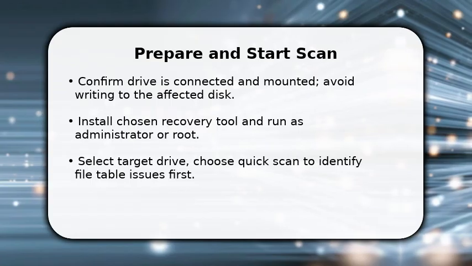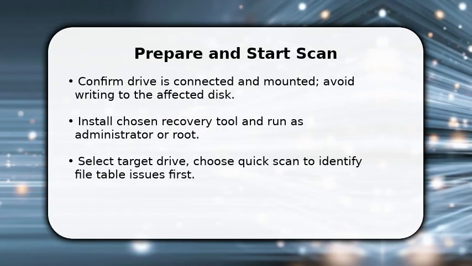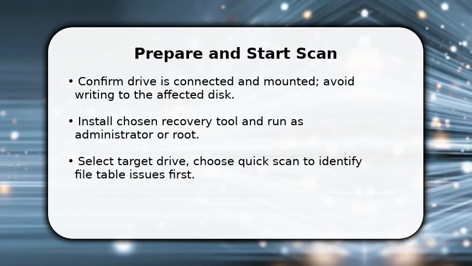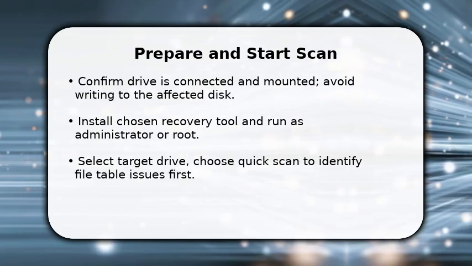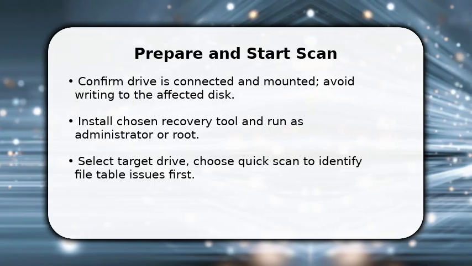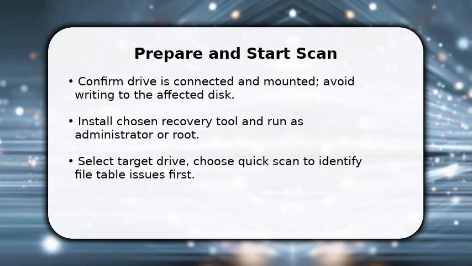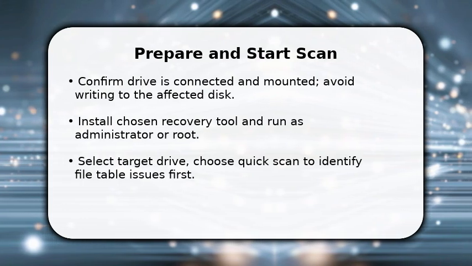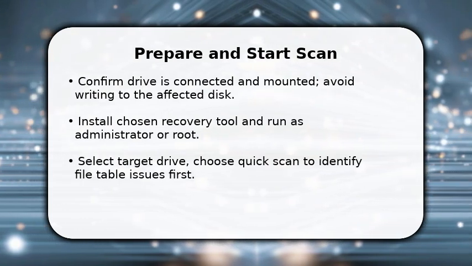Select the target disk and choose a quick scan to locate file table entries and recently deleted records. This is faster and often sufficient. You do this because recovering fragmented or overwritten data is harder so early. Conservative steps improve success rates and reduce further corruption.